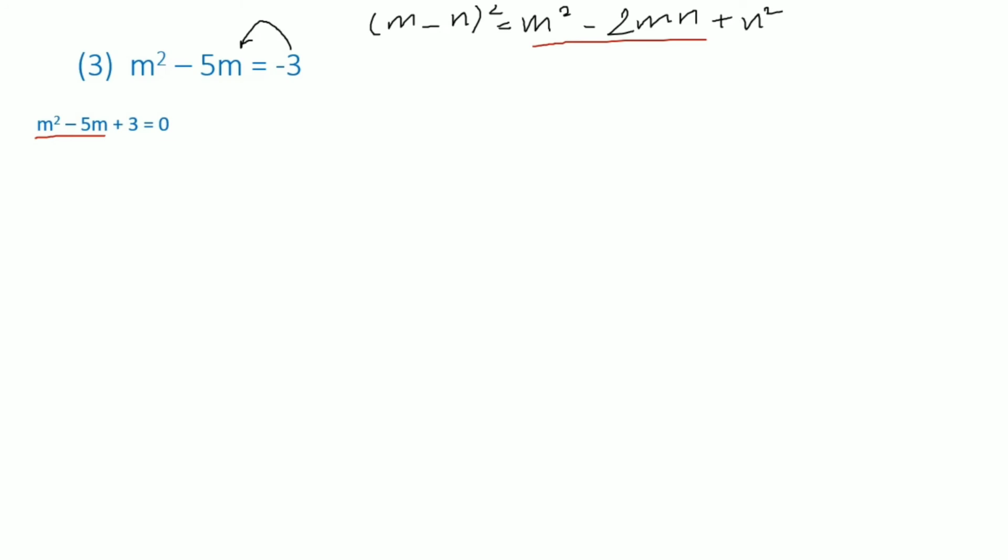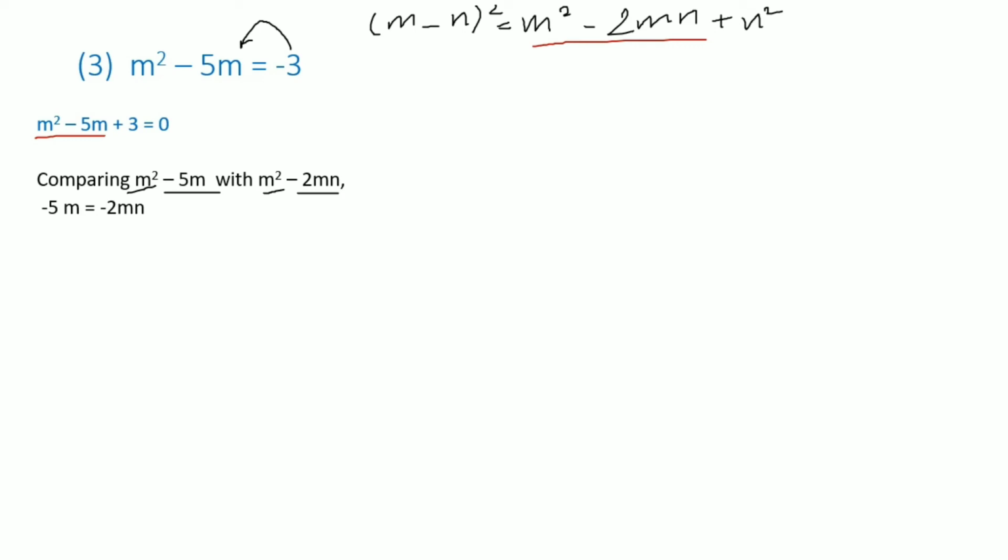So we are going to compare this m square minus 5m with m square minus 2mn. You can see, okay, so this m square and m square are equal, not a problem. So what remains? Minus 5m will be equal to minus 2mn. So minus 5m is equal to minus 2mn. Now after this, what are we going to do? So we are going to solve this further.